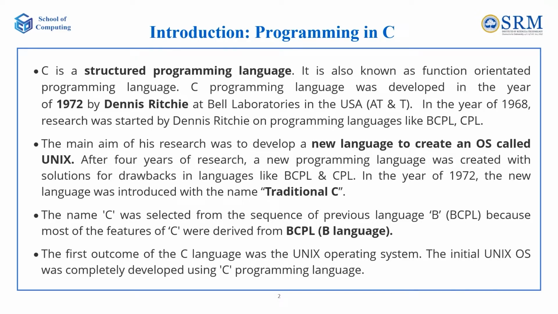After 4 years of his research, a new programming language was created with a solution for the drawbacks of languages that existed in the basic combined programming language. The name C was selected from the sequence of the previous language, namely BCPL, because most of the features of C were derived from the B language. The first outcome of C language was the Unix operating system, and the initial Unix operating system was completely developed using the C programming language.